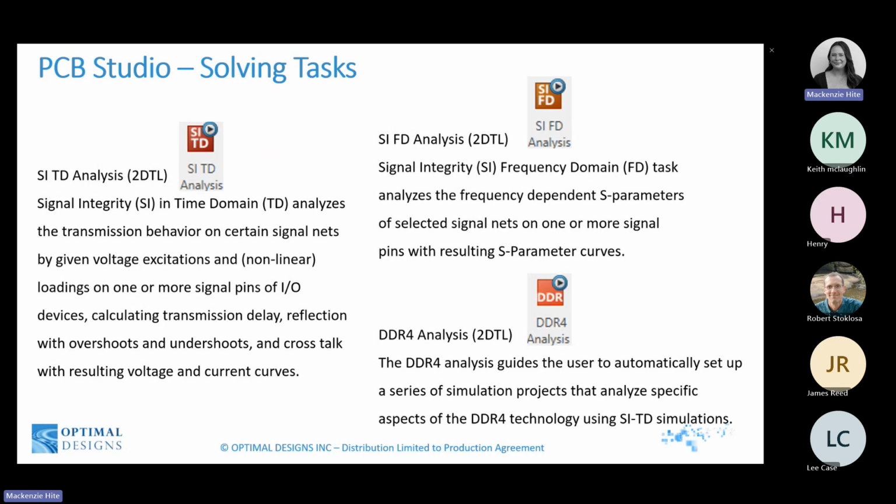SITD analyzes transmission line behavior while providing crucial time domain results, including delay, reflection, and over-undershoot, as well as crosstalk. SIFD analyzes the frequency domain S parameter results, and DDR4 analysis is a wizard that uses the SITD for specific results related to DDR4 memory technology.